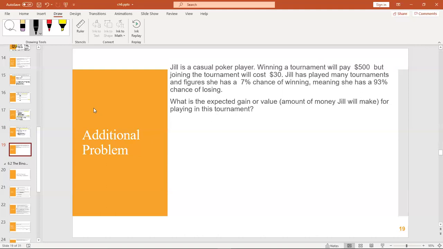Okay, well, so here we've only got a single tournament. So we've got X. It costs her $30. And then we've got P of X. And so she'll lose $30 if she loses, and there's a 93% chance that will happen. So there's a 0.93 chance that she will lose 30 bucks.